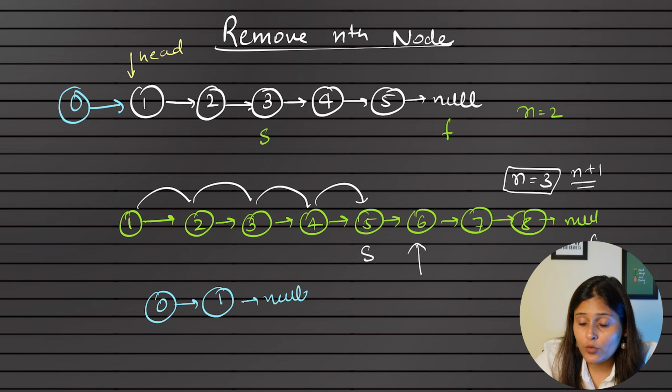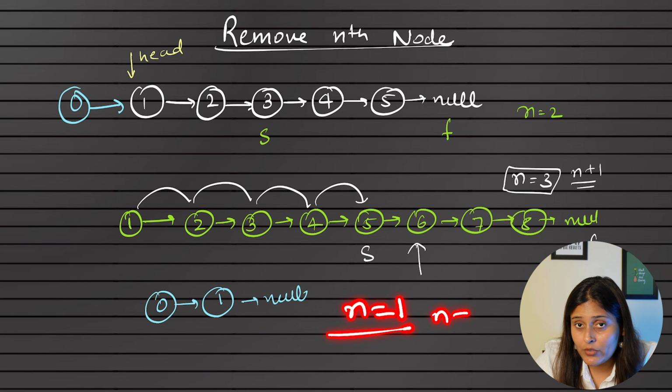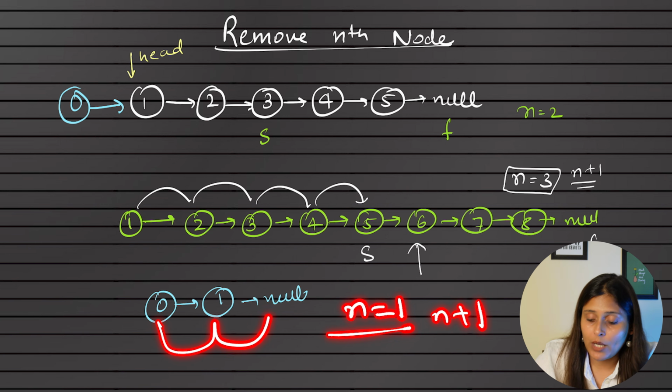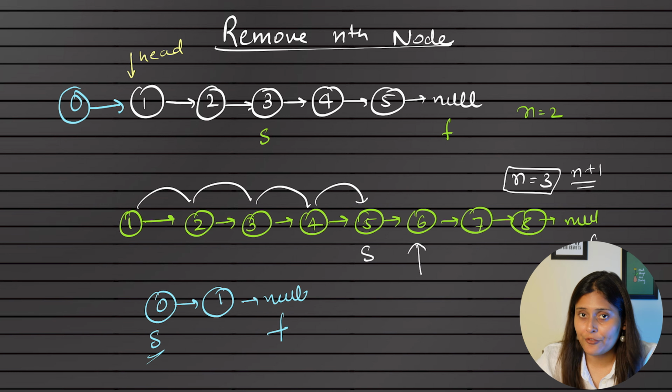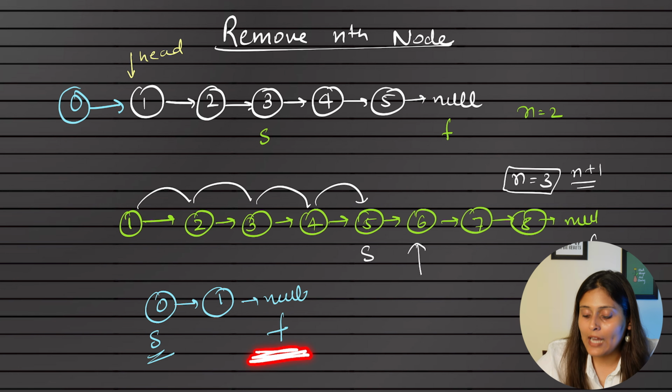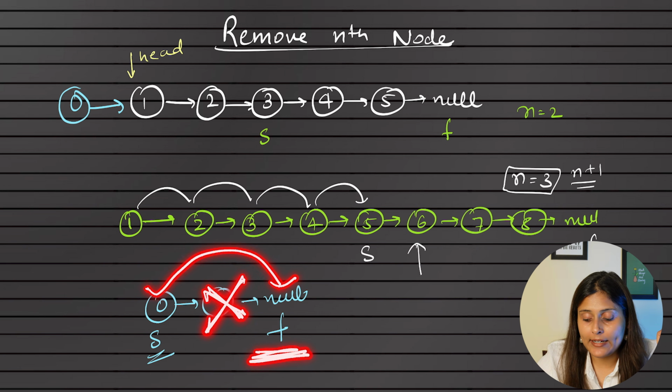So n is equal to 1 means n plus 1 jumps we will take. So after taking 2 jumps, fast will already be at null, and let's say slow we will start from the head node. Now because fast is already null, slow will not move, and now slow dot next we will connect to null. So now head will automatically get deleted, and now what will we return?